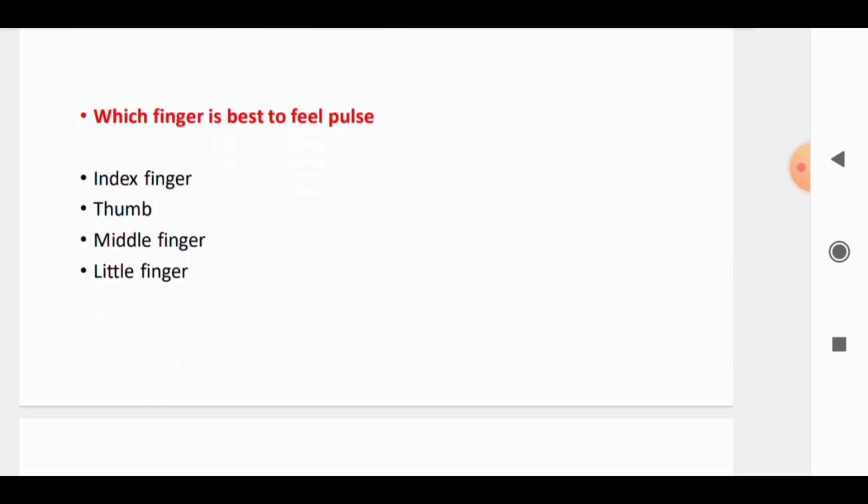Which finger is best to feel pulse? Index finger, thumb, middle finger, little finger. Index finger is best to feel pulse.